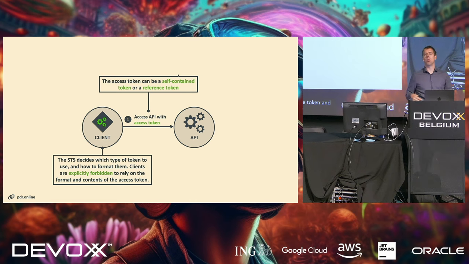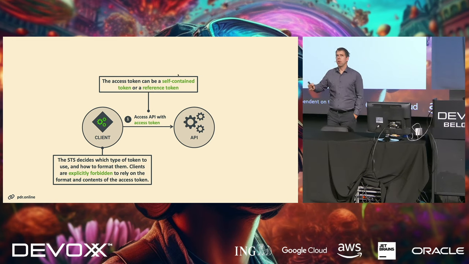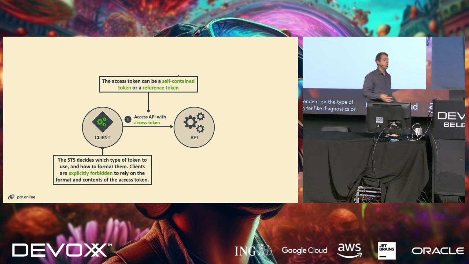In reality, you probably don't do that. In reality, you configure a client so you get reference tokens, or you get self-contained tokens, or you don't configure it at all because your STS only supports one or the other. But clients should not be dependent on the type of token. They can use or inspect the token for diagnostics or debugging purposes, but you should not write client code that tries to open up a token and inspect some claims, because the client should not rely on that, or is explicitly forbidden by the spec to rely on that. In reality, it's not always true, but in practice, you should take that to heart.